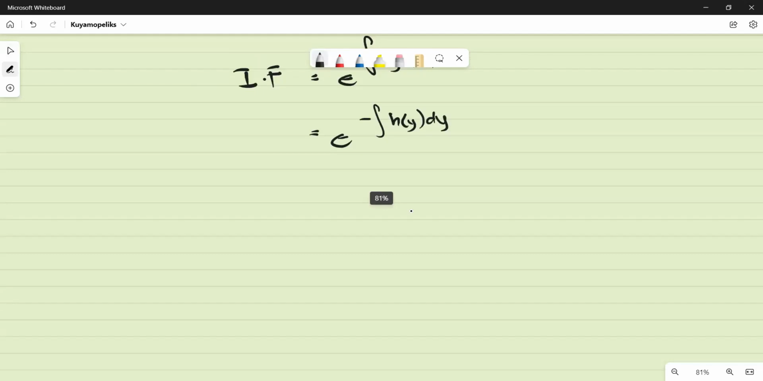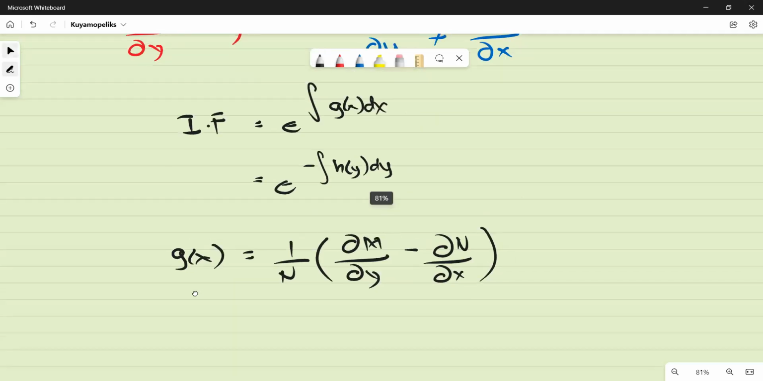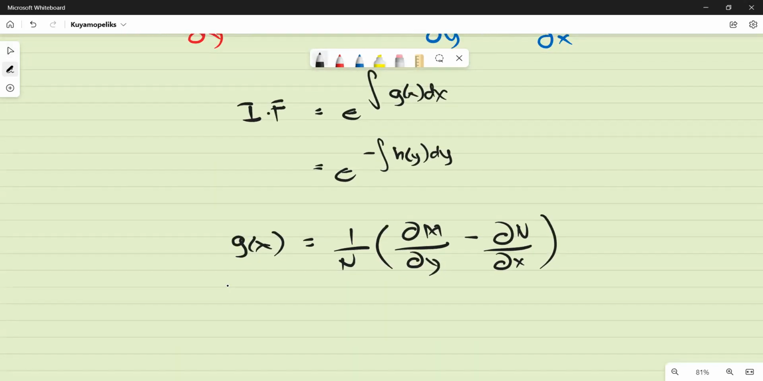Basically, g of x must be a pure x function, equal to 1 over N multiplied by the difference from our test for exactness earlier, which is partial of M with respect to y minus partial of N with respect to x. And we will use g of x for our integrating factor if this g of x is pure x only. It should be pure x, or this function should be in terms of x.